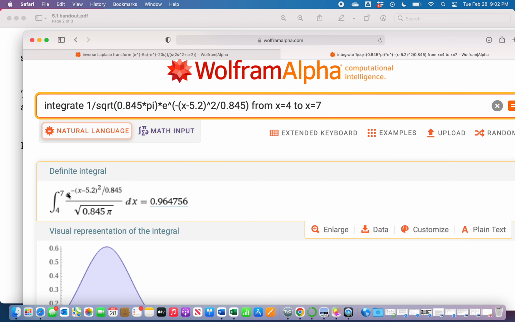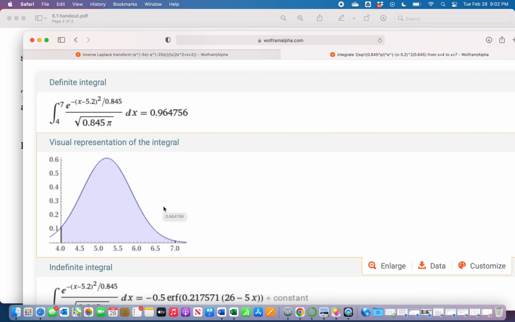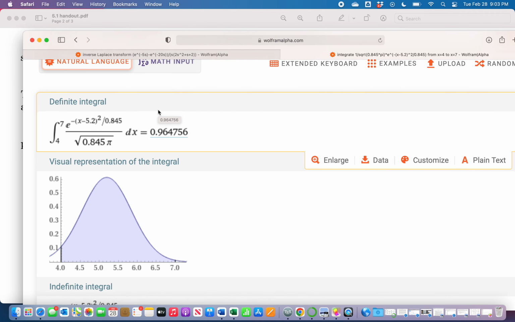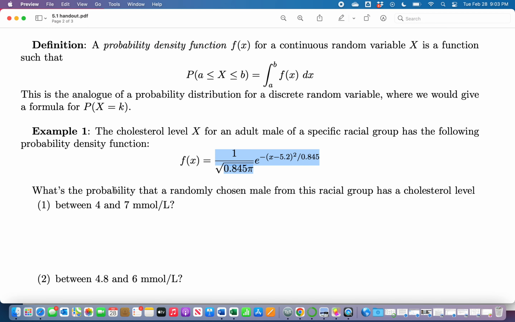So see this from 4 to 7, there's the probability density function, and it gives an answer of like 96%. It also gives you this nice little visual. So from 4 to 7, this curve here is the probability density function. And look at all this area from 4 to 7. Look at how little white there's left over, right? So this curve, most of its area lives between 4 and 7. That's why this fraction is so high. Okay, so anyway, there's an example for you.